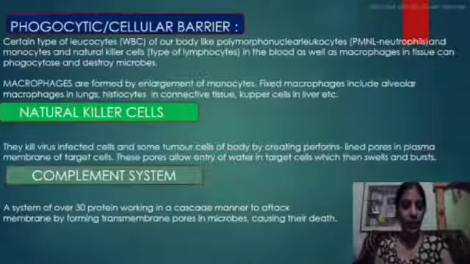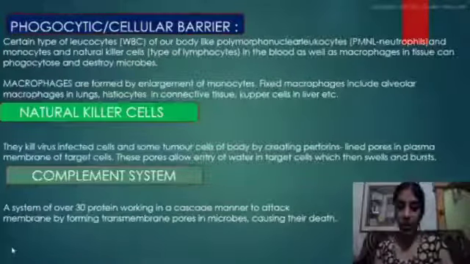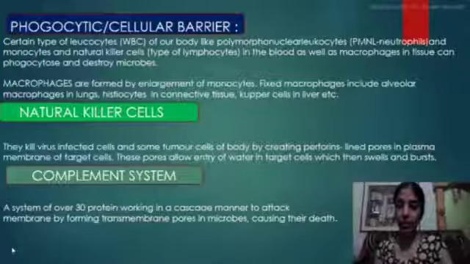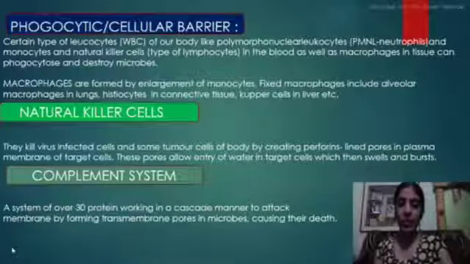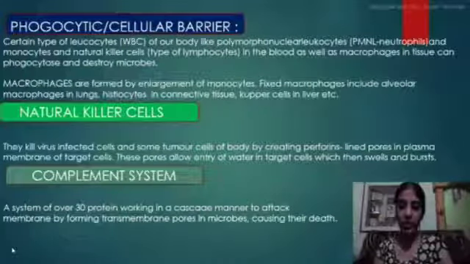Natural killer cells. They kill virus-infected cells and some tumor cells of the body by creating perforin-lined pores in the plasma membrane of target cells. These pores allow entry of water into target cells, which then swell and burst.